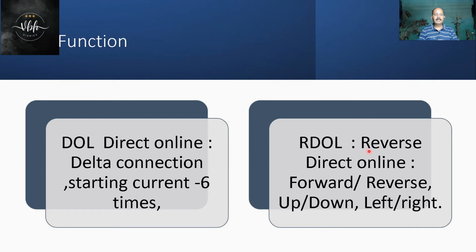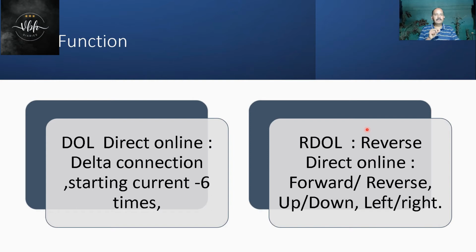And RDOL, again reverse direct online. Where is the application of forward and reverse? For example, we have a crane, and we need to understand how it will go. One is left and right, that is one axis. Then forward and reverse, so this axis is also there, and up and down, so this is also there. So there are 3 axes we need to go for. In those applications normally we'll go for RDOL.